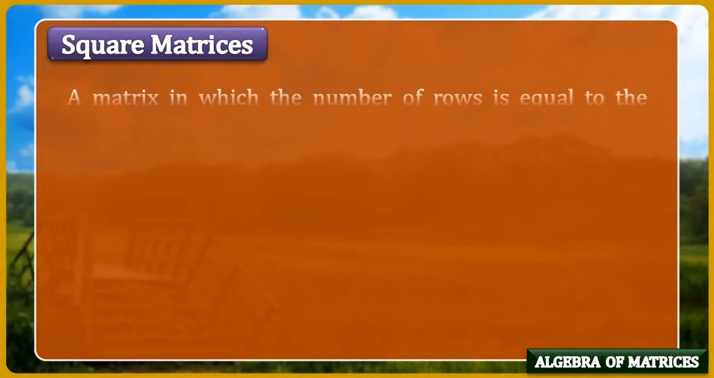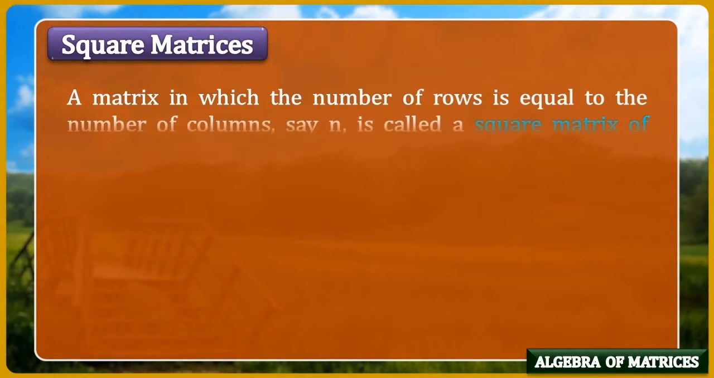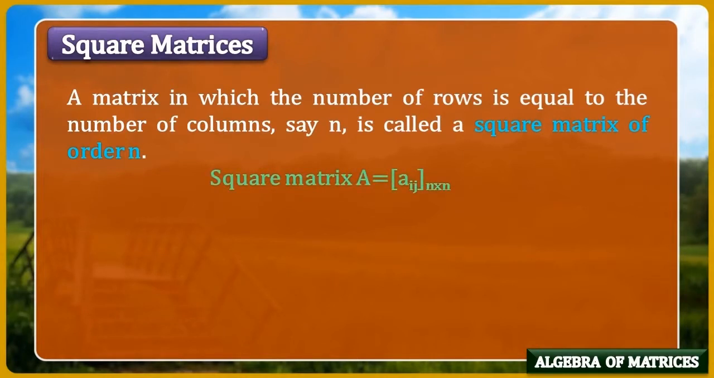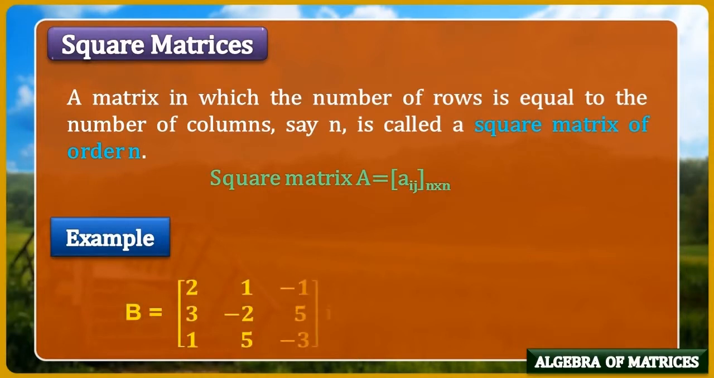Third type of matrix is a square matrix. A matrix in which the number of rows is equal to the number of columns, say n, is called a square matrix of order n, and it is denoted as square matrix A is equal to matrix Aij of order n by n. For example, this is a square matrix of order 3, because the number of rows is equal to the number of columns, which is 3.